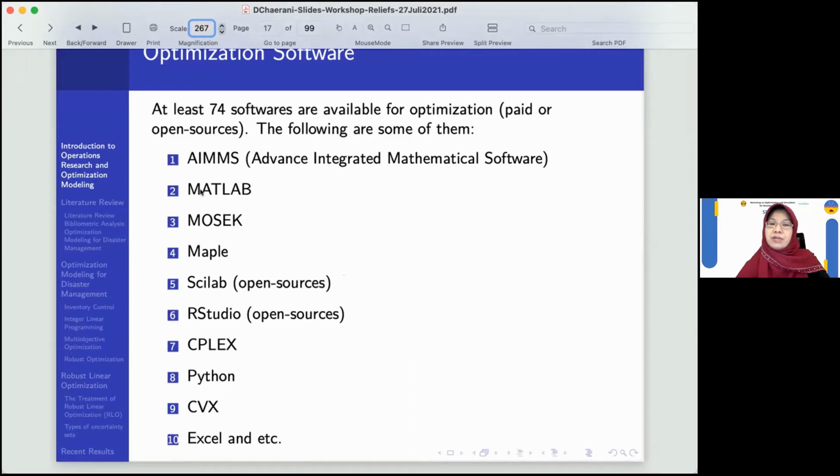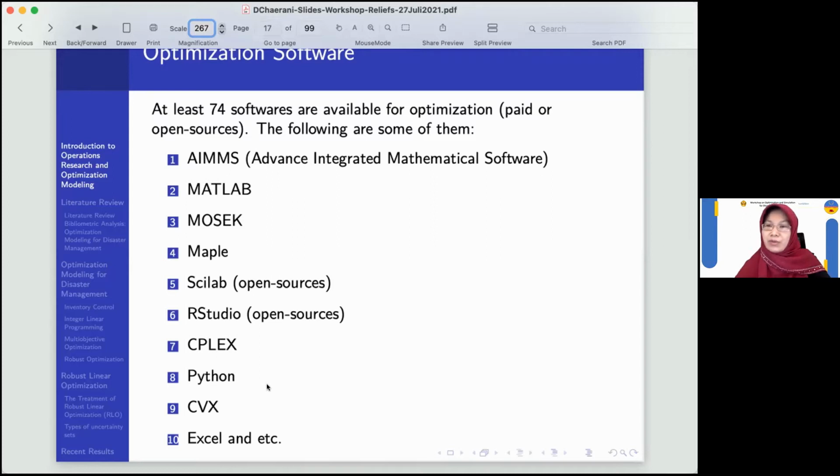So let's say the examples are AIMMS, MATLAB, Mosaic, Maple, Scilab, RStudio, CPLEX, Python, CVX. And then, ladies and gentlemen, please do not worry. What is simplest is that we can still use Excel. So even though Audi explained with Python, which is probably very new for most people, we can still use the optimizations in Excel.